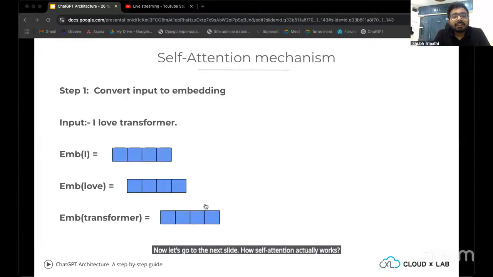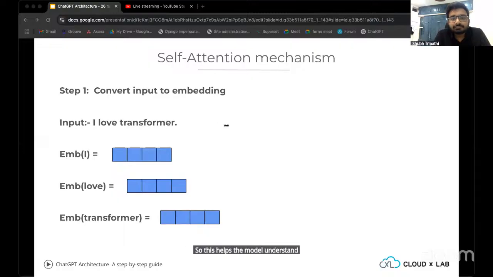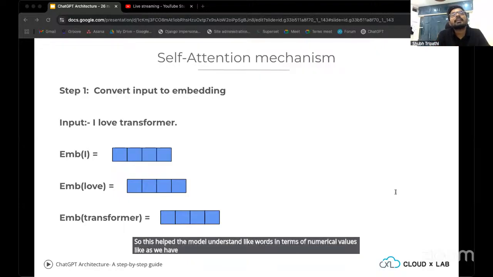Suppose we have an input sequence: I love transformer. Each word here is first converted into a vector representation using word embeddings. So each word is first converted to an embedding. This helps the model understand words in terms of numerical values, as we have already seen that machines do not understand anything.